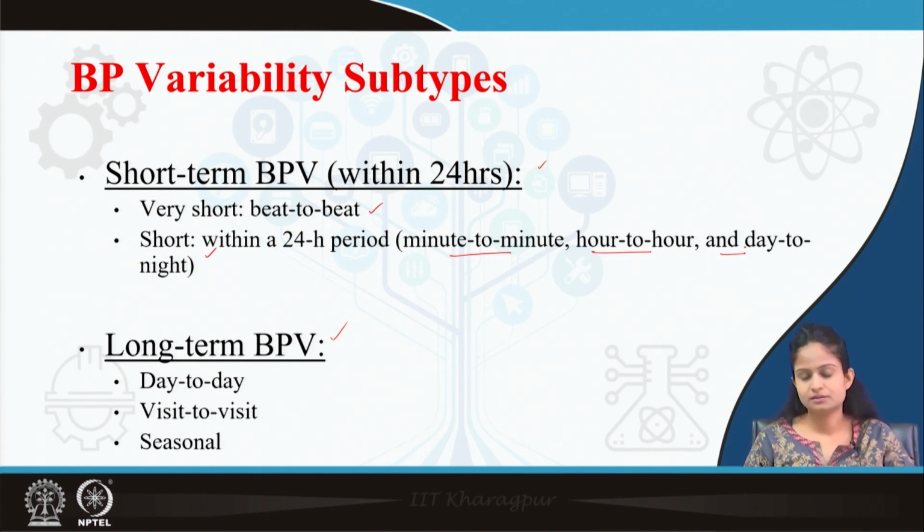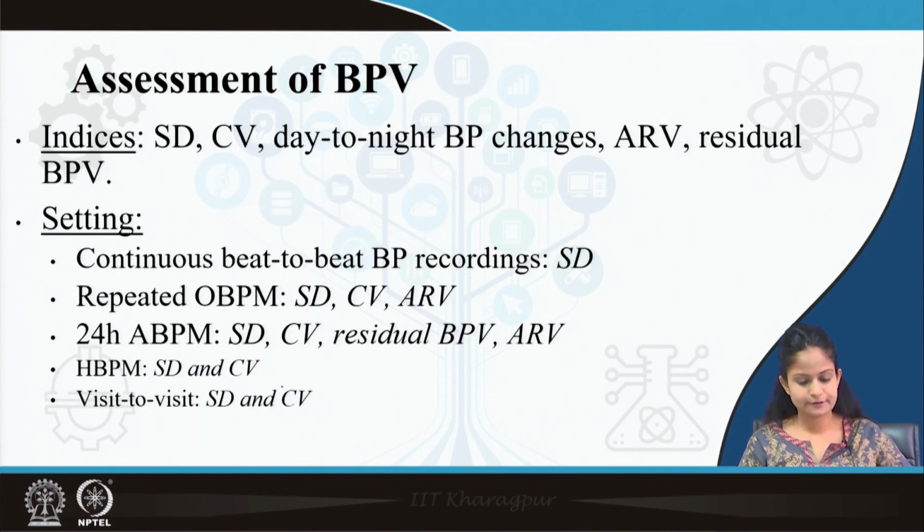Within the day, blood pressure variations are there, that is short, and very short is beat to beat variations, the same as we get in heart rate variability. Long term blood pressure variability is day to day, visit to visit, and seasonal variations can be there. So, how do we assess this blood pressure variability?